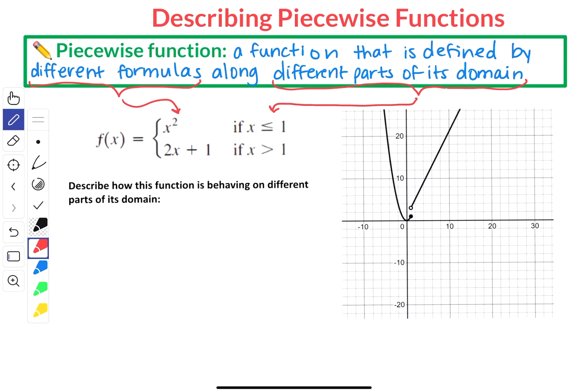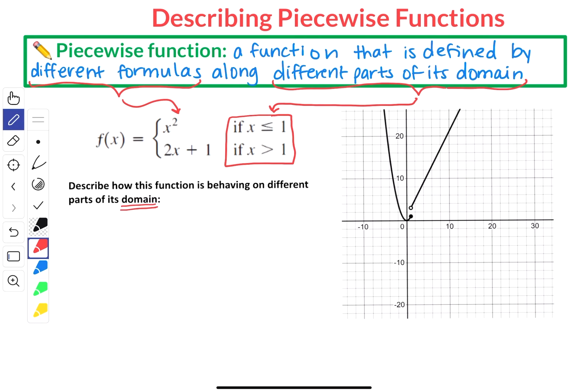So you'll be asked to describe how this function is behaving on different parts of its domain. And again, when it says different parts of its domain, we're talking about different x values. And the nice thing about that is that you are already given those parameters when you look at a piecewise function. So we can start this off in two ways.